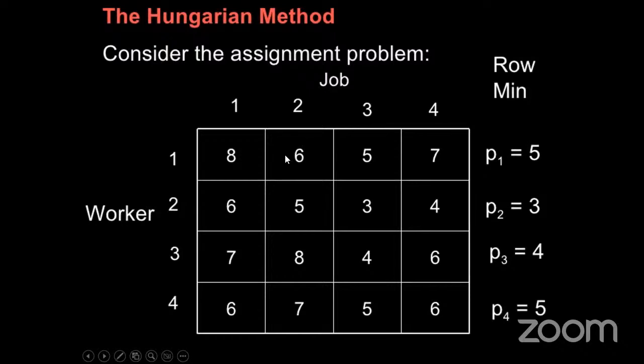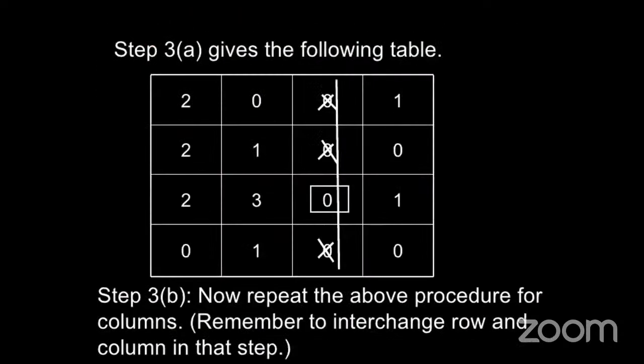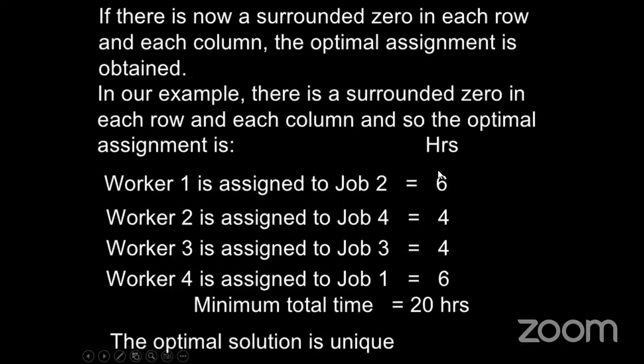First worker, second job, that means 6 hours. Second worker, fourth, 4 hours. Third worker, third, 4 hours. Fourth worker, first, 6 hours. Based on this question only, we got this solution. 6, 4, 4, 6, the total is 20 hours. This is the optimal solution in the assignment problem. Easily and quickly you can do it.